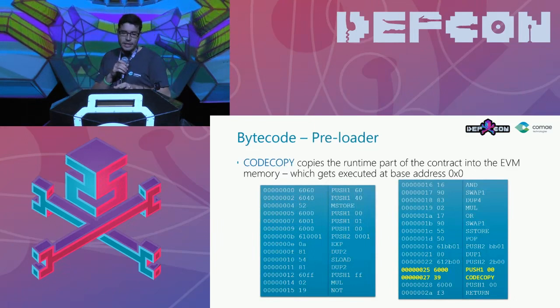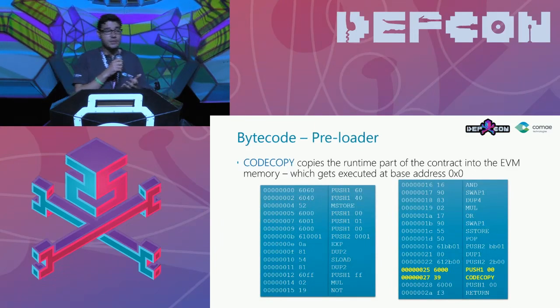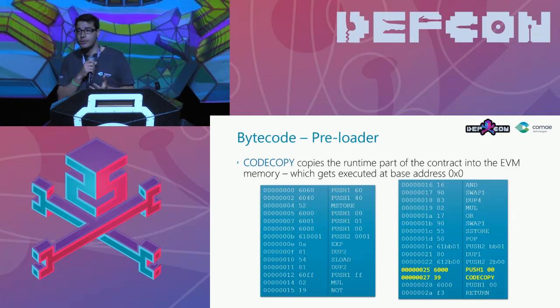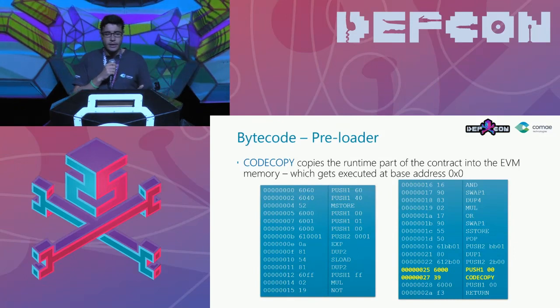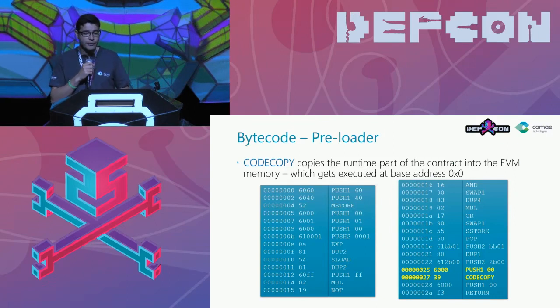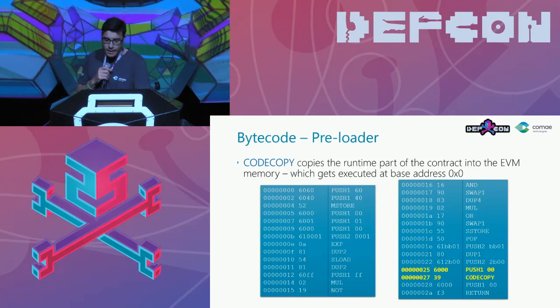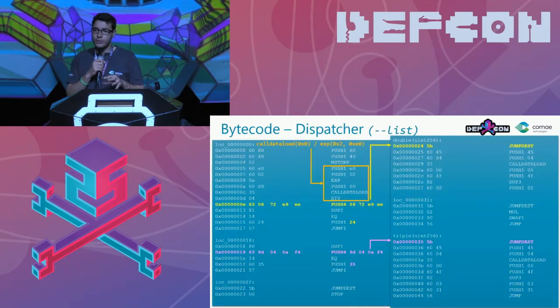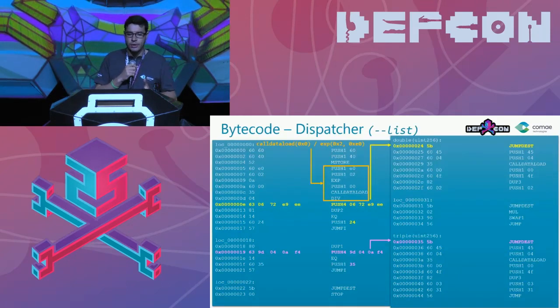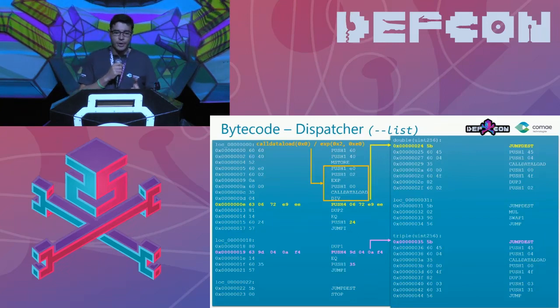So this is what the actual preloader looks like. There is an instruction called code copy, which is basically in charge of taking the actual bytecode of the contracts and putting it inside the executable memory, so we can execute it after at offset 0. And once we enter the actual smart contract, there is a dispatcher which is in charge of splitting all the different functions.